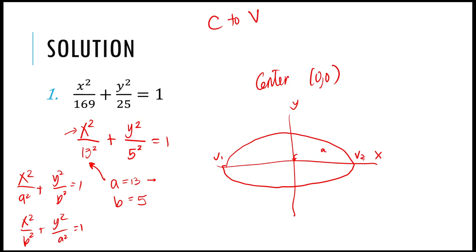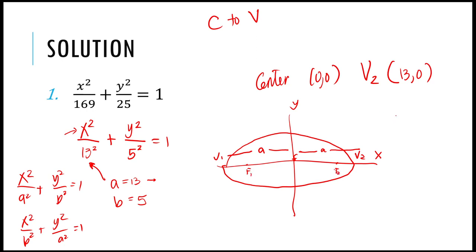But A is 13. So, ano po ang coordinates ng V2 natin? 13 units to the right. Right? So, that is 13, 0. Kasi nga A itong distance niyan. Center to vertex A. Ganun din dito sa kabila. Center to vertex A. Kasi yun po yung major axis. Tandaan nyo yan. Si major axis, nandun lagi si vertex. Minor axis, co-vertex. Nandito rin si focus.